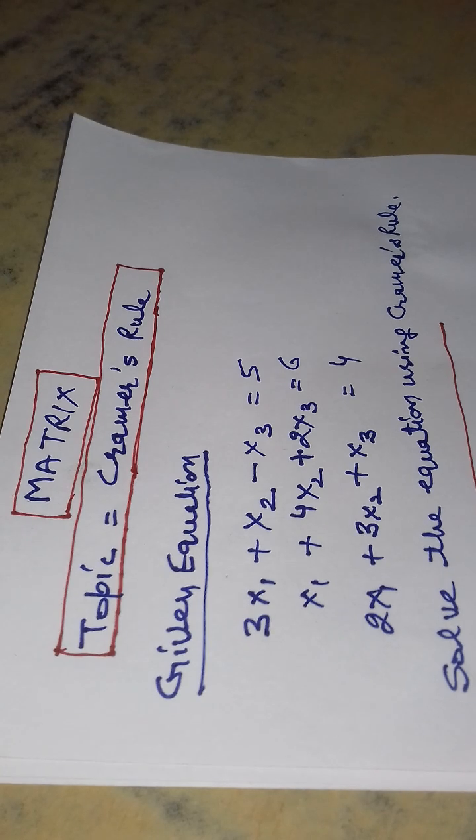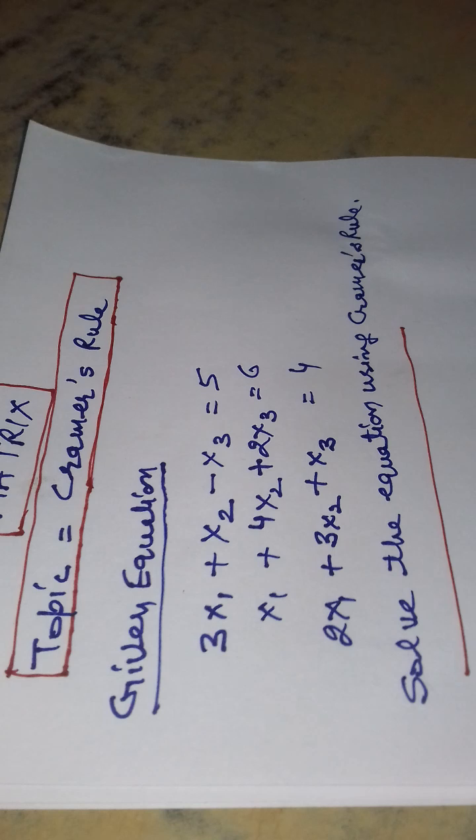Hi there, today's topic is matrices, in which we will deal with Cramer's rule. For example, the equations are given as: 3x1 plus x2 minus x3 equals 5, x1 plus 4x2 plus 2x3 equals 6, and 2x1 plus 3x2 plus x3 equals 4.